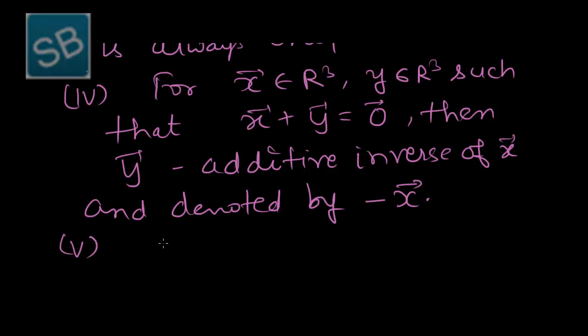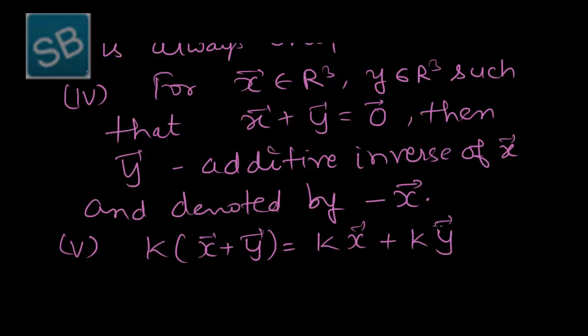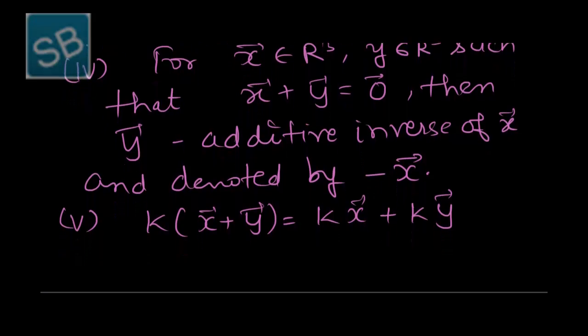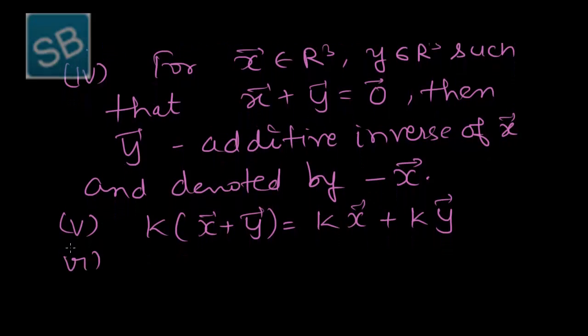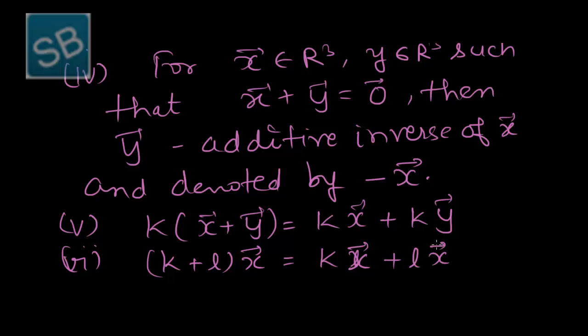Number 5: k times the sum of two vectors should equal k times vector x plus k times vector y. Number 6 property: if two scalars are added and then multiplied with a vector, it gives the same result as multiplying each scalar individually with the vector and then adding them. These two results should be the same.